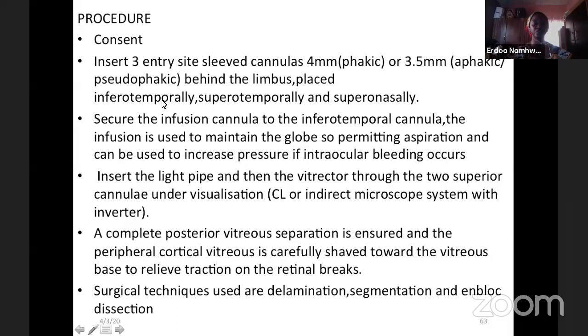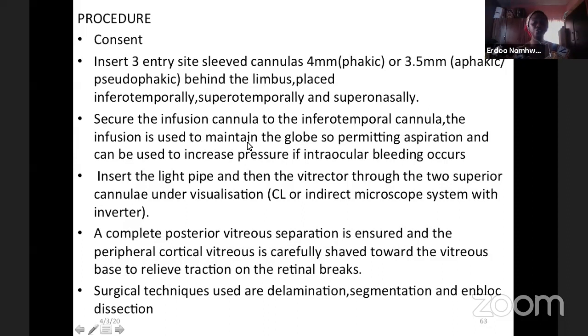So like I said, inferior-temporally, that's where you have your infusion line. Superior-temporally is where you have the vitreous cutter. Then superior nasally, 2 o'clock, is where you have the fiber optic light source. You secure the infusion cannula to the inferior temporal cannula. Okay, that's just what I'm saying.